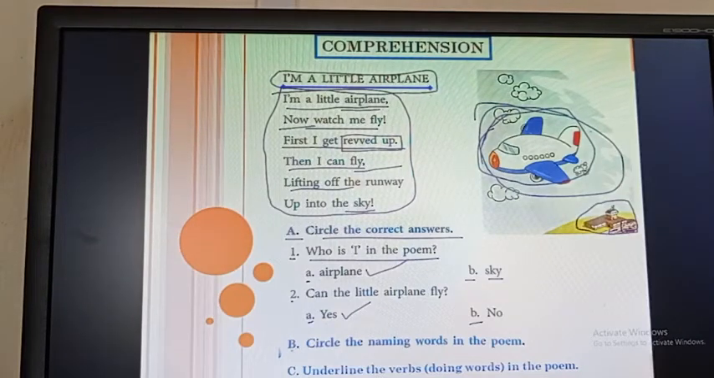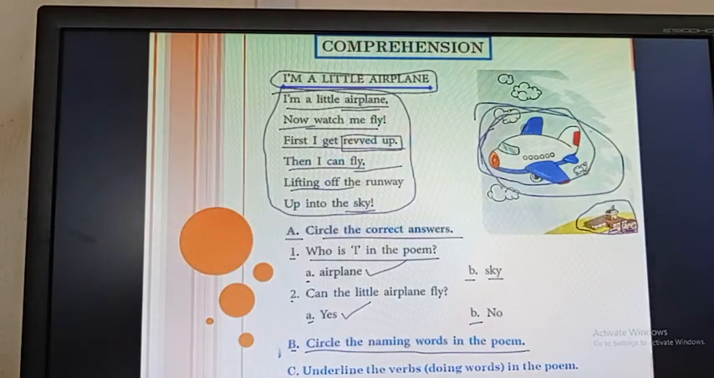Number B. Okay. Number B. Circle the naming words in the poem. Okay. Circle the naming words in the poem. I had taught you earlier what is a naming word. Naming word is a word which is the name of a person, place, animal, bird, or a thing. Now find out in this poem which are the nouns.